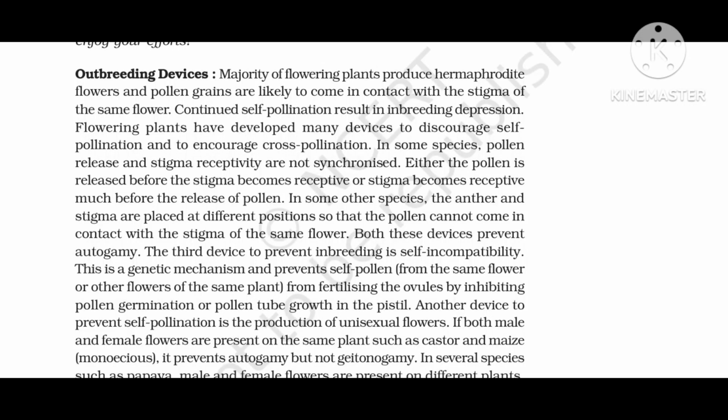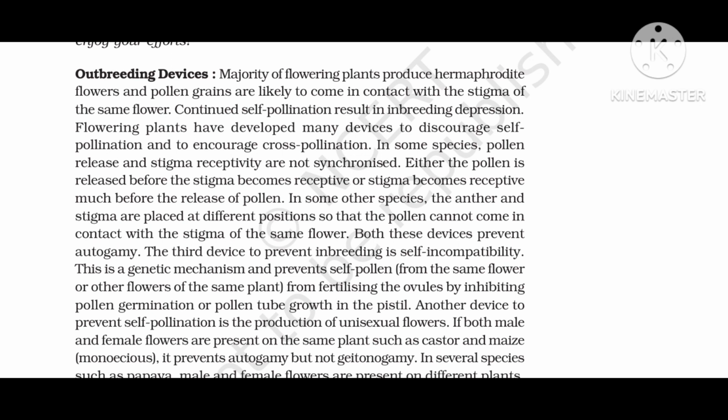Outbreeding devices. The majority of flowering plants produce hermaphrodite flowers, and pollen grains are likely to come in contact with the stigma of the same flower. Continuous self-pollination results in inbreeding depression. Flowering plants have developed many devices to discourage self-pollination and encourage cross-pollination.